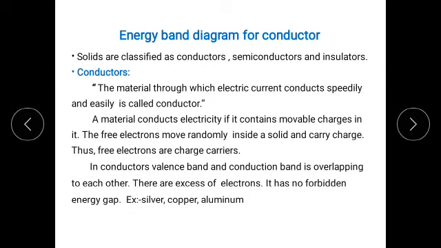The free electrons move randomly inside a solid and they carry a charge, and therefore these free electrons are called charge carriers. In conductors, the valence band and conduction band overlap each other. In other words, there is no forbidden energy gap between valence band and conduction band for conductors. There are excess electrons in conductors, and therefore there is no forbidden energy gap. Examples of conductors are silver, copper, aluminium.